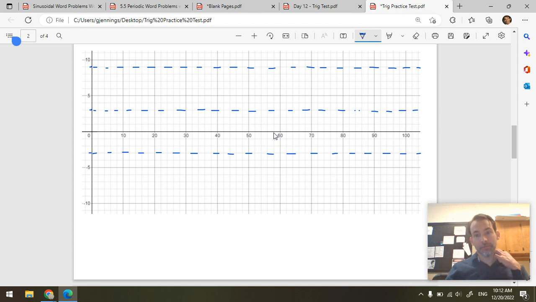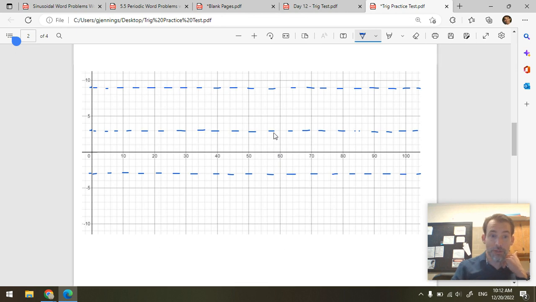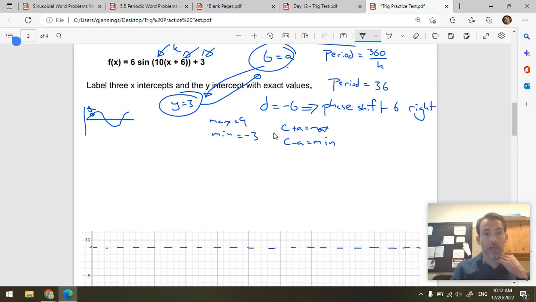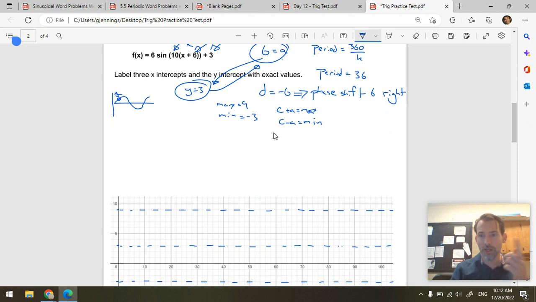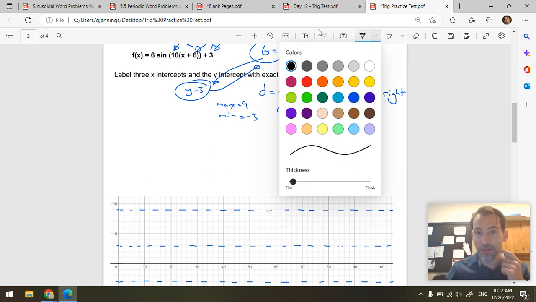Great. All right. Now let's get a table of values that we can work with. Okay. So label 3 x-intercepts and the y-intercept with exact values. Okay, let's graph it first and then figure that out. But we can also just figure out the y-intercept. So let's put together our table. I'm going to erase some of these little notes that I gave you, and you could do that on the test with an eraser.